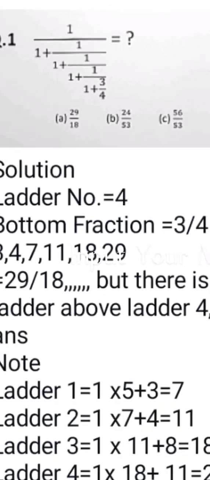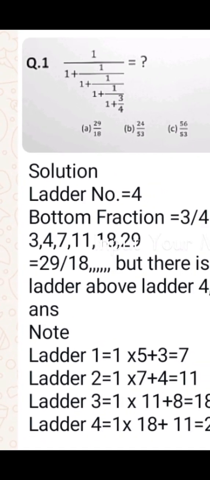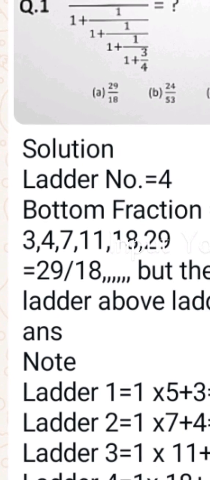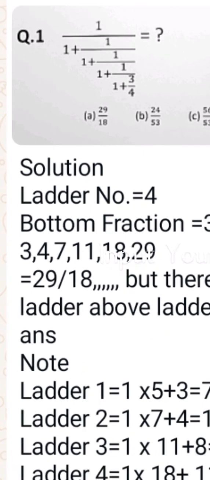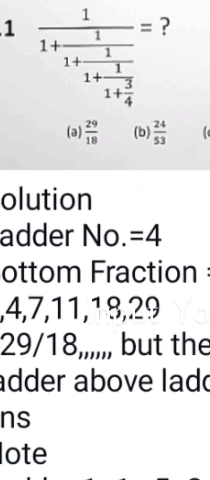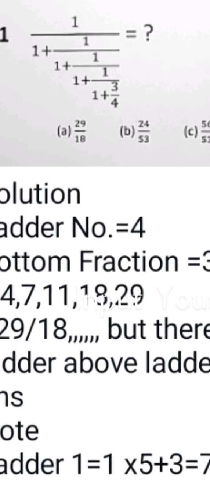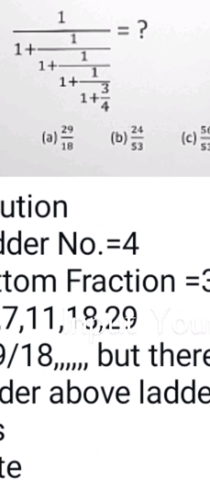We write it in this form, the numerator first, 3, and now we write the denominator next, that is 3 and 4. Now we are going to first find the value of the first ladder. The value of the first ladder: the whole number is 1, times the denominator of this fraction, which is 4. 1 times 4 plus 3.